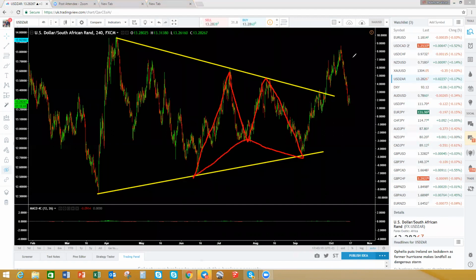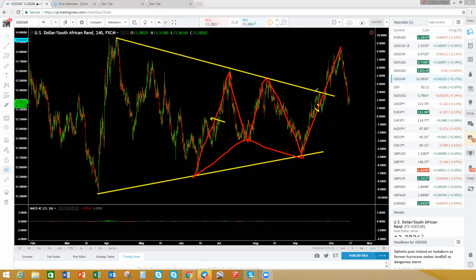Okay, so we know with the Gartley, your target is the length. This length must be exactly the same as this length. And if you go and measure this, it's exactly the same. And after that, this just drops like this.